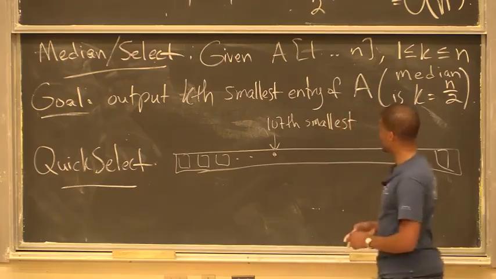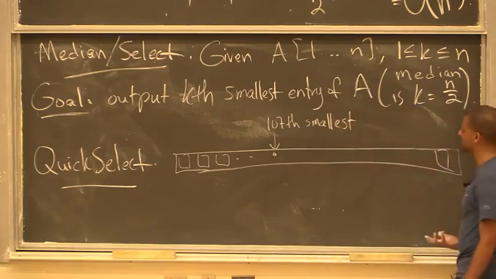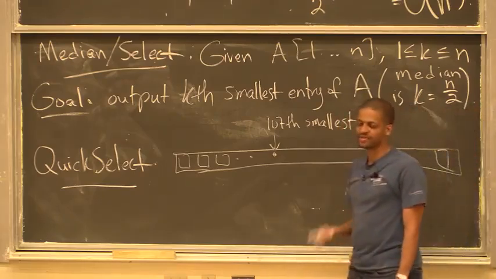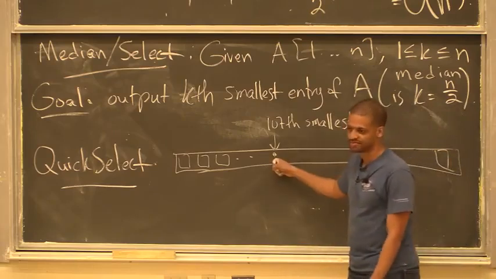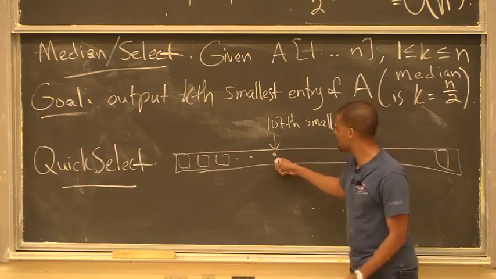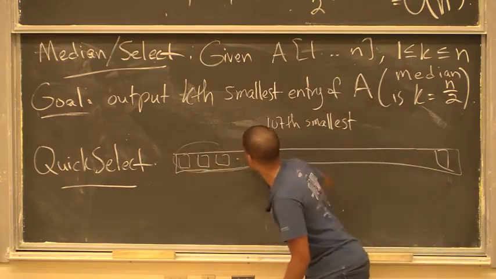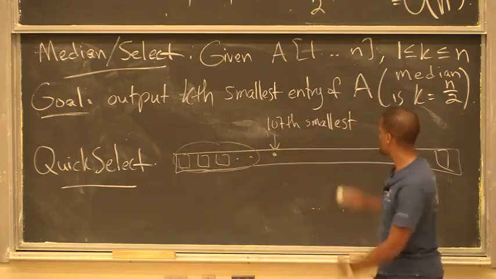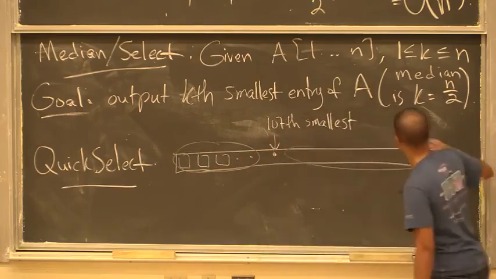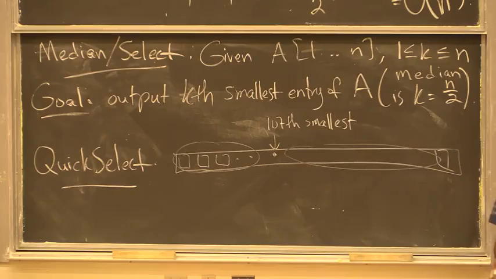And then now, if you're looking for the kth smallest element, well, if k is 107, you just return him. If k is less than 107, you only have to recurse on the left. And if k is bigger than 107, you only have to recurse on the right. So it's like quick sort, but you only have to recurse on one side, not both sides. So that's quick select. Okay.